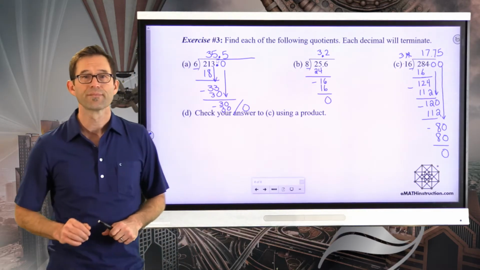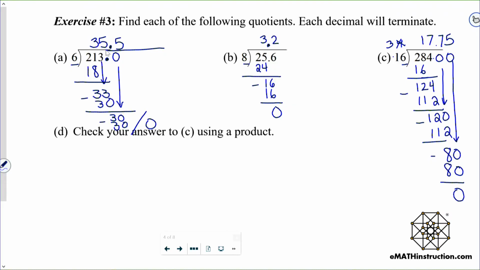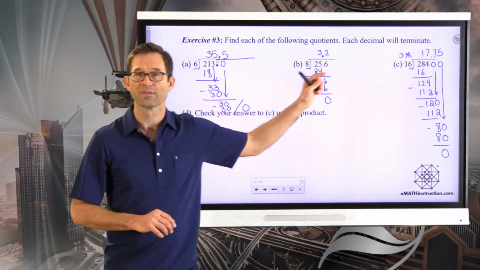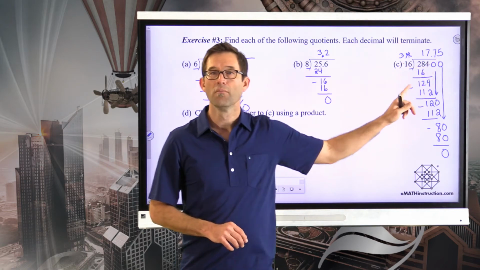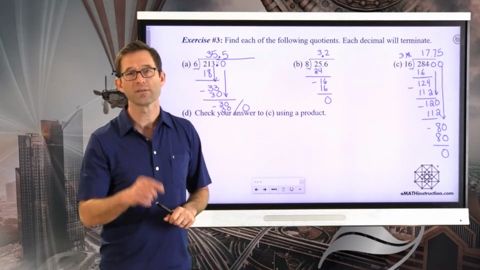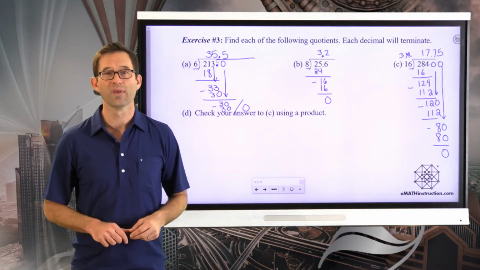Letter D asks us to check our answer to letter C using a product. Again, the idea here is that we can take our 17.75, multiply it by 16 to see if we get 284. Pause the video now and get some practice with decimal multiplication.